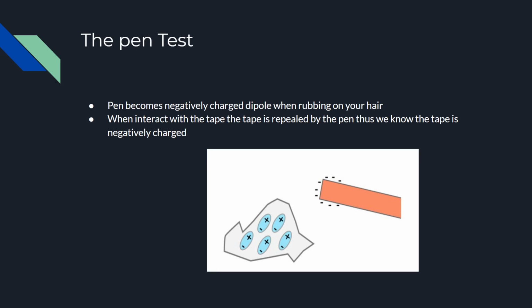We know it is negative because when we do the pin test, the pin being any odd pin, we just rub through our hair, and then that induces a negative dipole. And then we put that up to the tape, and they repel each other. We know they're negative.